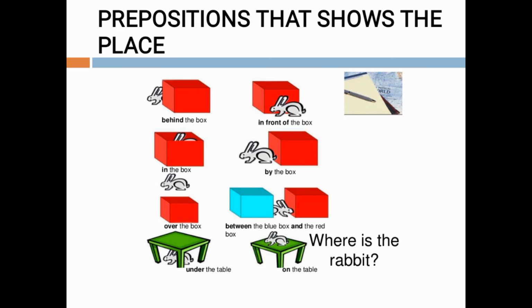Next are prepositions that show the place. As in the first slide, can you see the rabbit and the red box? The rabbit is behind the red box. So behind is the preposition that shows you the place of the rabbit, right? In front of the box. So in front of is one of the prepositions. By the box. By is one of the prepositions. Between the blue box and the red box. So between is one of the prepositions that shows you the place. Over the box, below the box, under the table. So these are all the prepositions that show you the place.